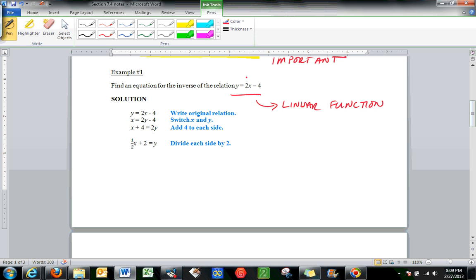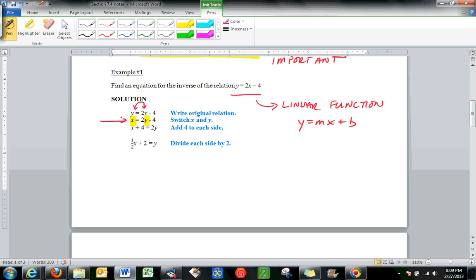We have no exponent, x is raised to the first power, and that is written in y equals mx plus b form. So we kind of know that we're dealing with a linear function. So if we wanted to find the inverse of this linear function, what we would simply do is take the original function given to us and switch those x and y values, giving us this new equation.